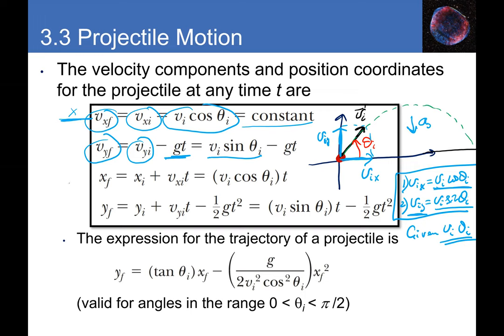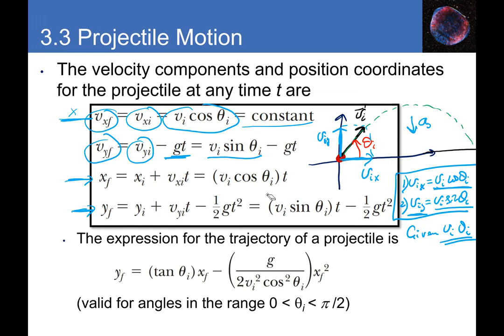All right, then this is the one equation in the X direction, how to find X final, and this is how to find Y final. Again, you can see there's no acceleration in the X direction, but there's acceleration in the Y direction. Up to this point they're the same, but then there's obviously an acceleration in Y.